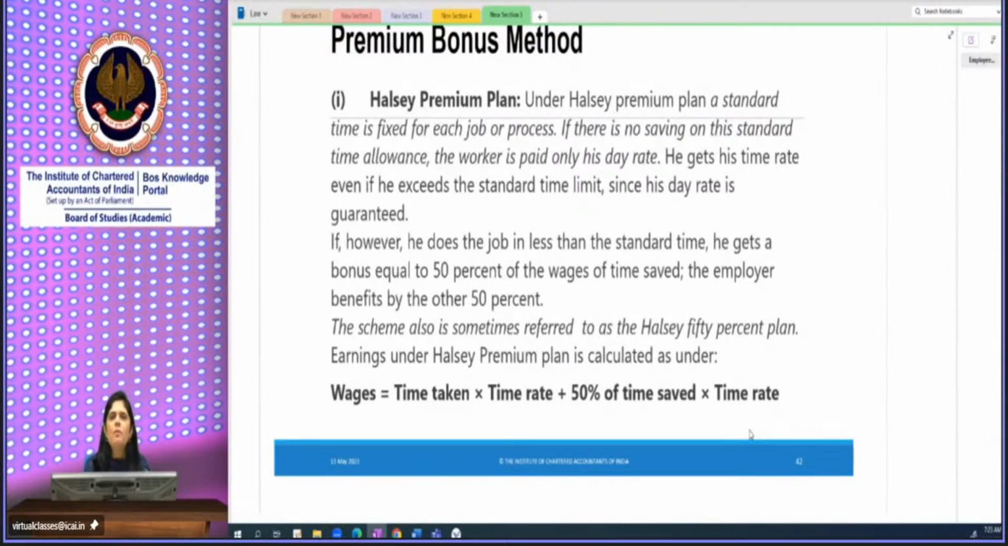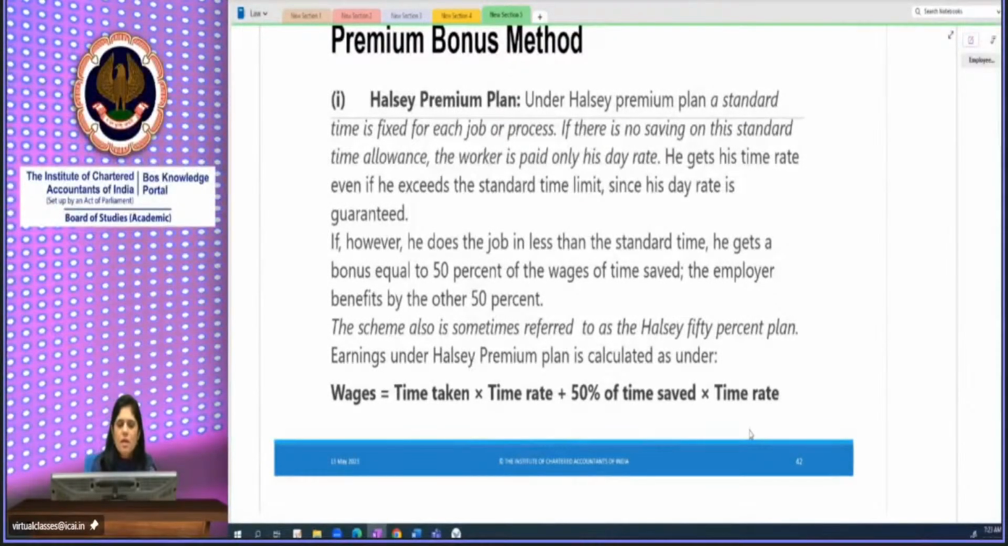Only then you will be paid bonus. So in Halsey or Rowan, only if you are saving time will you be paid bonus. If you are not saving time, then of course you will get the normal wage rate, whatever is there. Clear? But bonus you will not get. Bonus you will get only and only when you are saving the time.